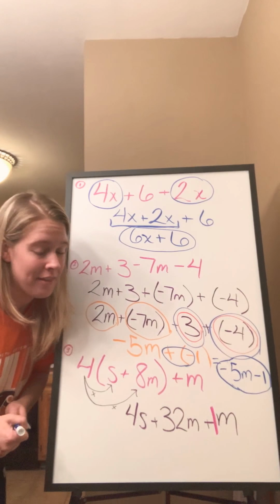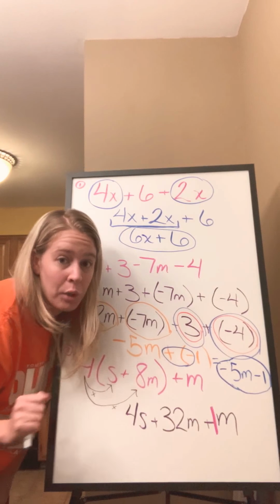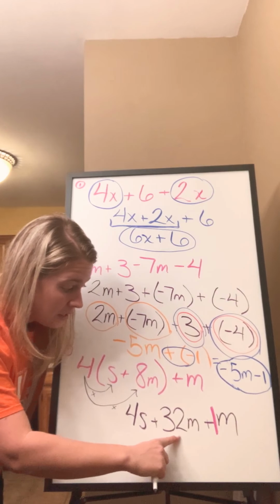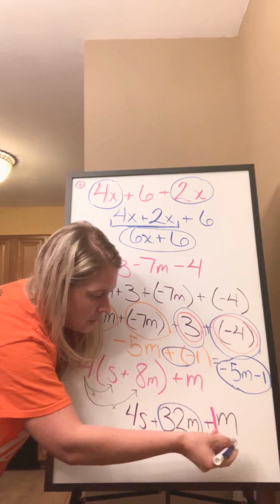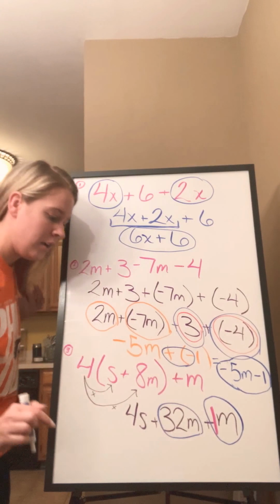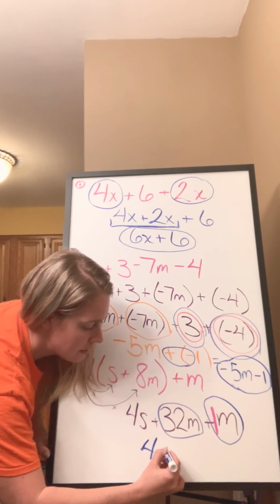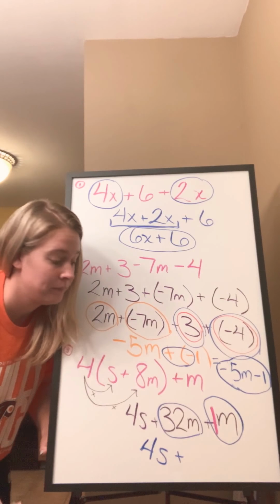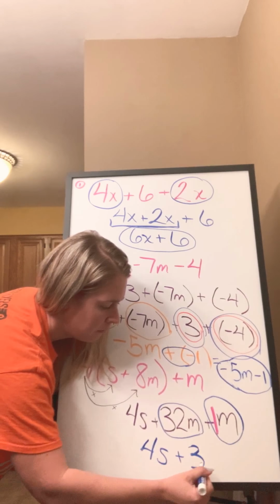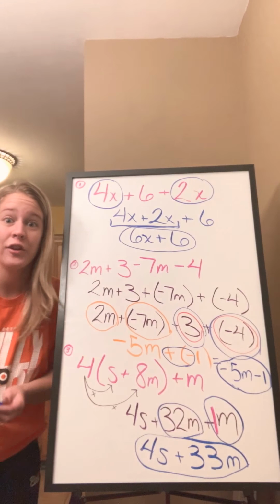So now I can go about combining my like terms. All right, what do I have here that is alike? Well, s, is there any other term with an s? No, I have 1, 2, 3 terms. Okay, so 4s by itself can't do anything. But here, notice I have 32m and 1m. They have the same variable part, so I can combine them. They're already next to each other. I don't need to move anything around. I can keep my 4s because it doesn't have any like terms. All right, 32 plus 1, 33m. Right, and there's going to be my final answer for that one.